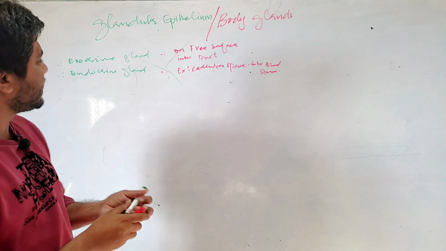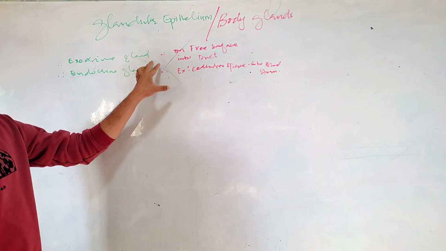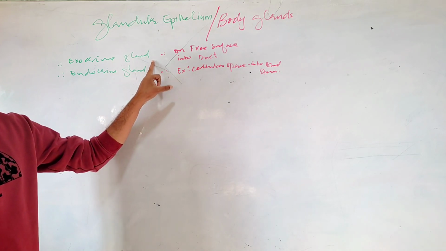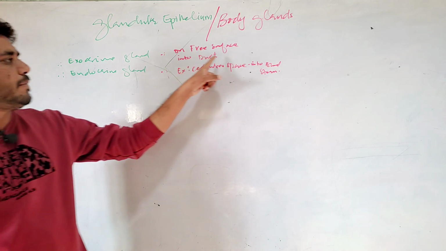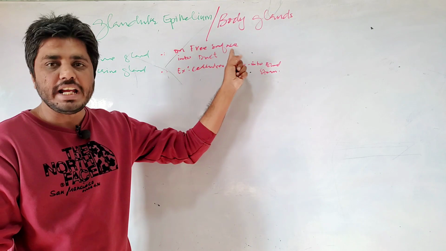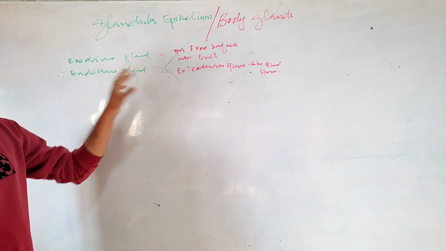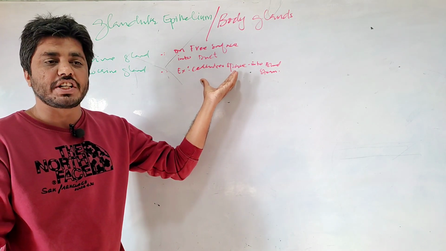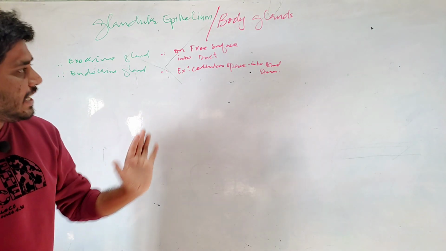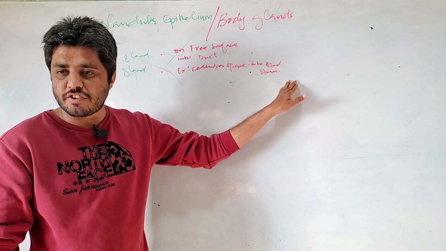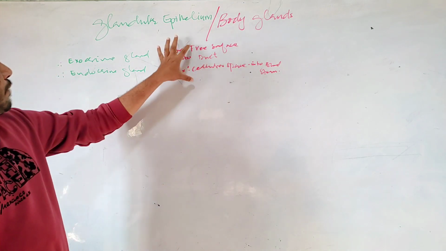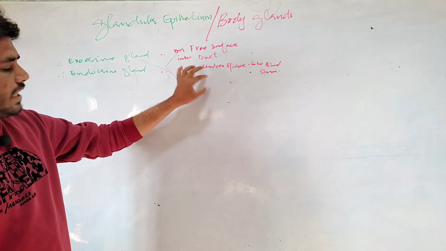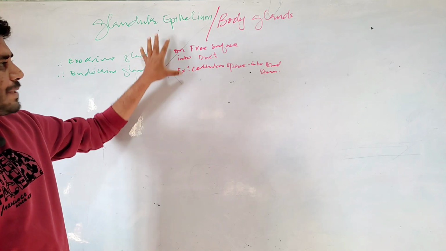Listen again carefully. What really happens? Most exocrine glands have ducts, and they secrete their secretion into ducts. But some glands may secrete directly onto the free surfaces. But endocrine glands are ductless glands. So they secrete their secretion into the extracellular spaces, and that secretion enters the bloodstream and reaches the target. But why do we consider both under glandular epithelium? Listen again carefully, because both originate from epithelial cells.